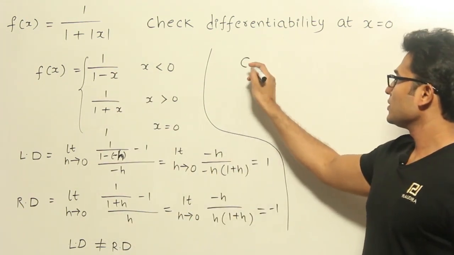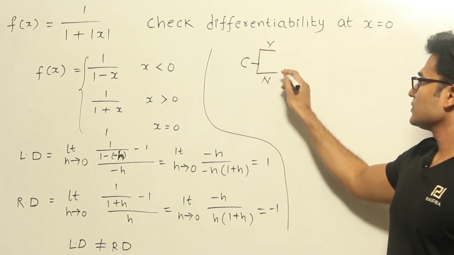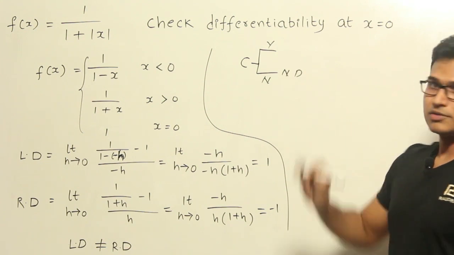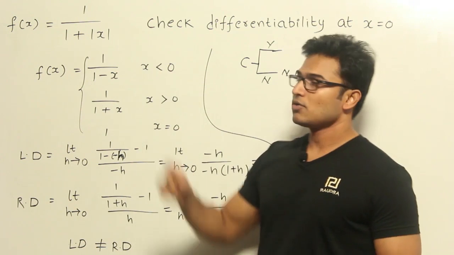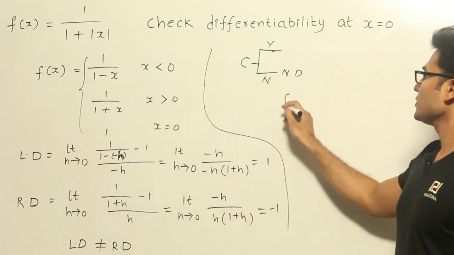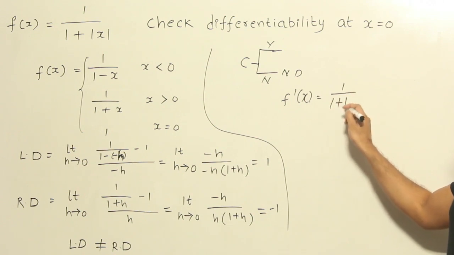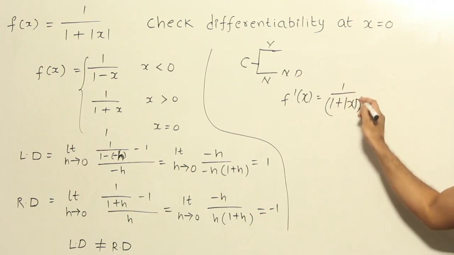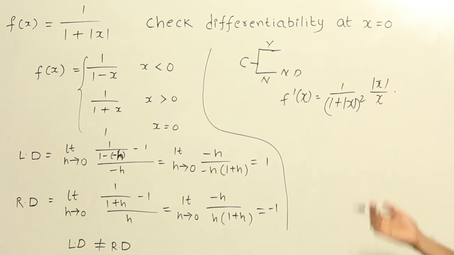Whenever it is not continuous, then it is not differentiable either. If it is continuous, you can apply the shortcut. What is the shortcut? Just find f dash of x. If you find f dash of x, it is going to be 1 by 1 plus mod x whole square, into mod x by x. This is what you found out.